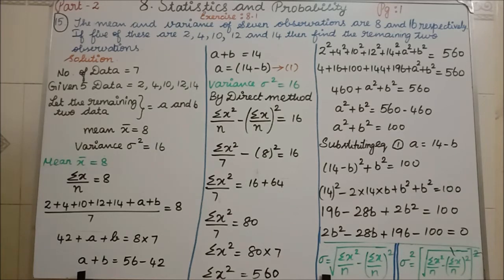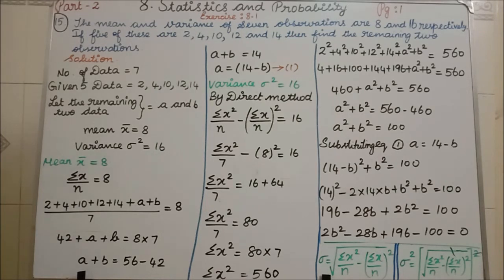Okay, they have given mean value, variance value they have given. And they have given 5 observations. But in the question they are saying totally how many observations we are having, means we are having 7 observations. In that 2 observations are missing. That 2 observations we have to find. Are you able to understand? Clear?